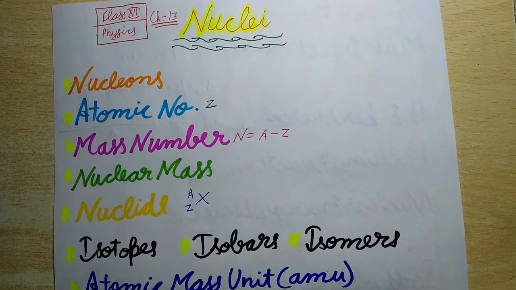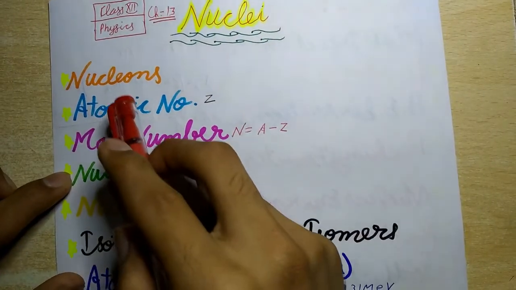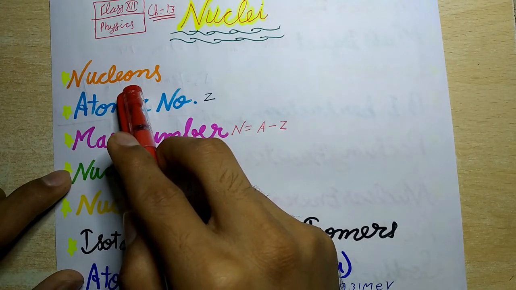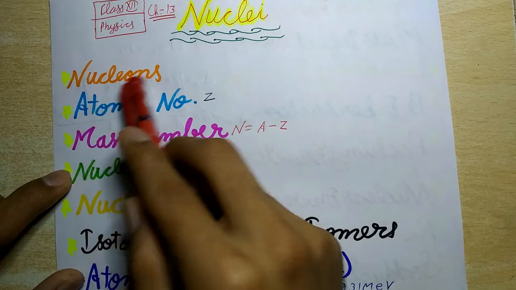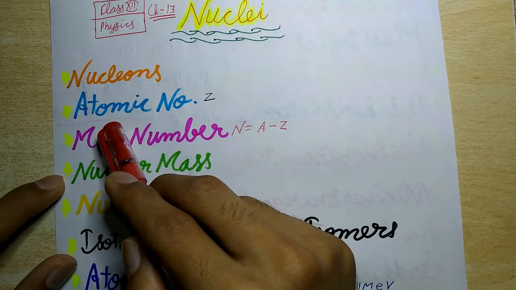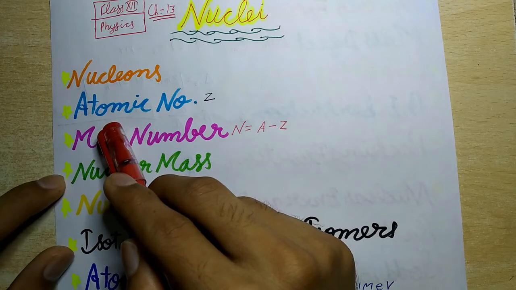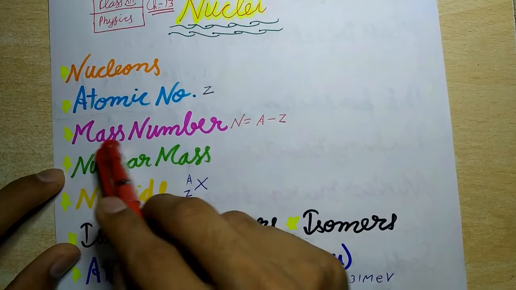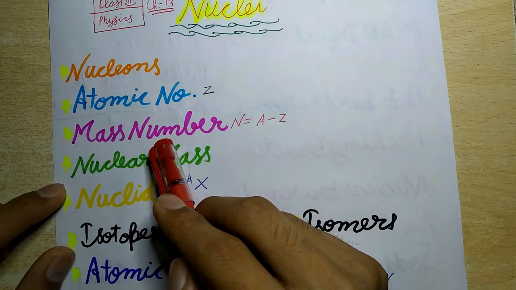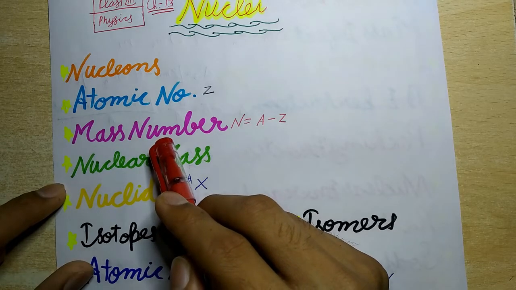This is a quick revision video of chapter Nuclei. Nucleons: protons and neutrons which are present in the nuclei of the atoms are collectively known as nucleons. Atomic number: the number of protons present in the nucleus is called the atomic number and it is denoted by Z. Mass number: the total number of protons and neutrons present in a nucleus is called the mass number of the element and it is denoted by A.